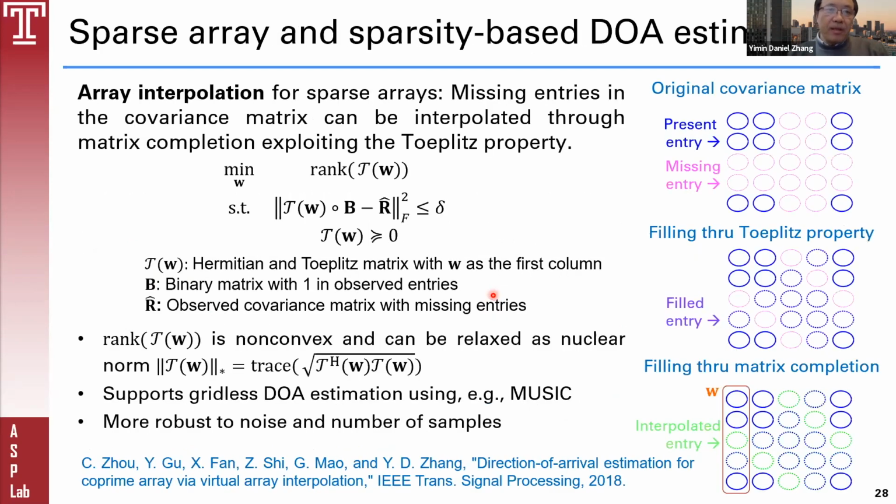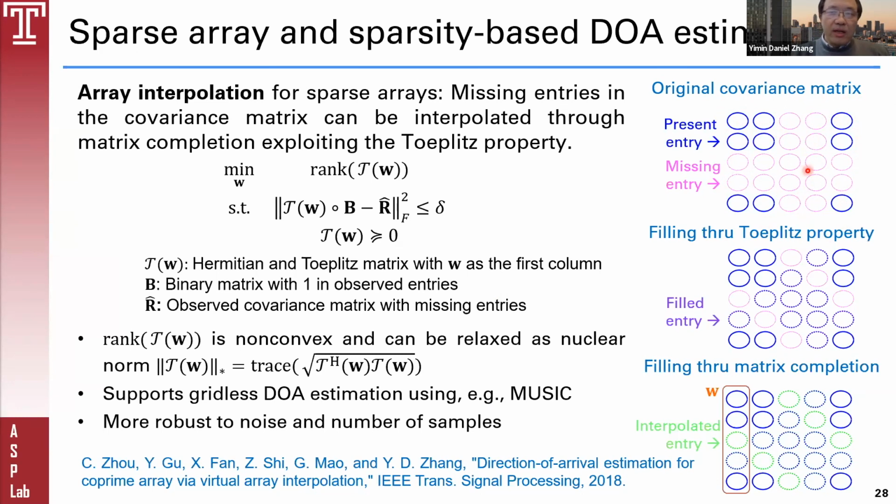And then in 2018, we developed the array interpolation technique for sparse arrays. So in this way, the missing entries in the coherence matrix can be interpreted through matrix completion and exploiting the Toeplitz property. So for example, if we have an array of three sensors here, we have this position here, and another position here. So if we reconstruct the coherence matrix, we would have it like this. So we only have 9 elements filled, whereas all other elements are missing.